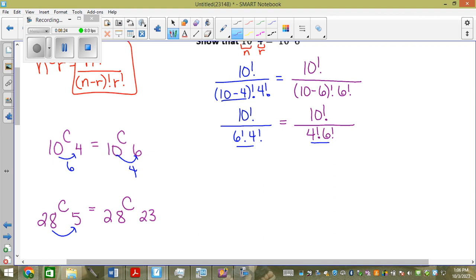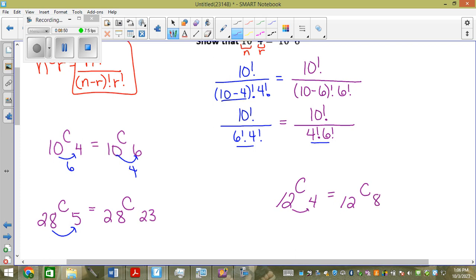Okay, I'm going to give you another one. What if I give you 12? There's 12 people and I'm choosing a committee of 6 people. That's a bad example. Why is that a bad example? Because it's the same thing. Bad difference. Okay, 12C4. What does that equal? 12C what? 8. Because it's the difference between these.